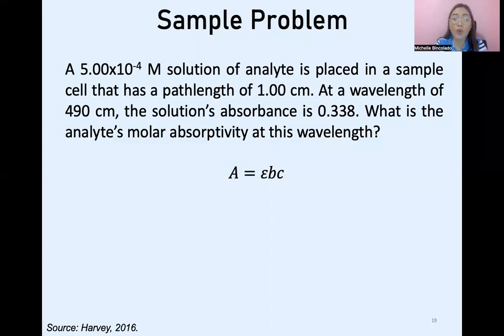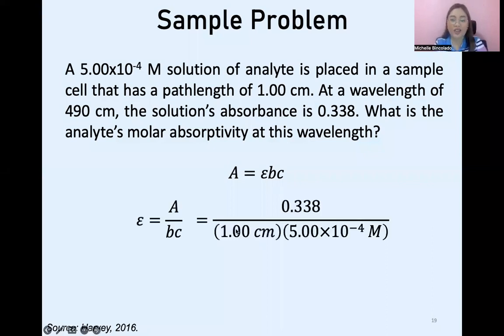So we have the following values. A, absorbance 0.338, path length 1 centimeter, concentration 5 times 10 to the negative 4 molar. So directly substitute those values. Of course, we have to isolate epsilon at one side of our equation. And guys, direct substitution na lang. Okay? So you can either pause this video or just continue to know the answer.